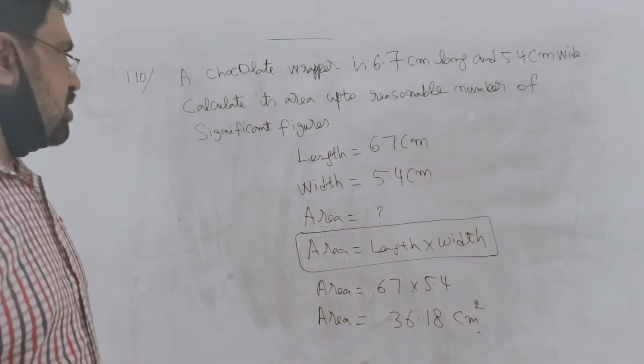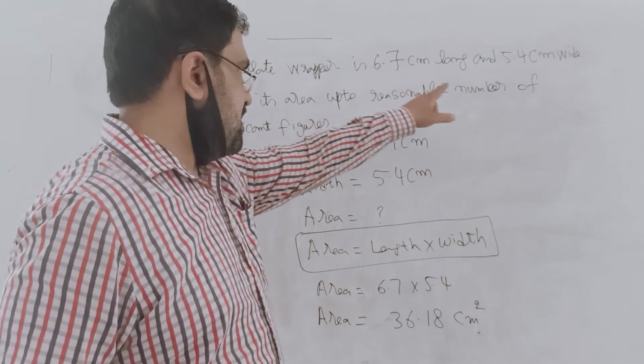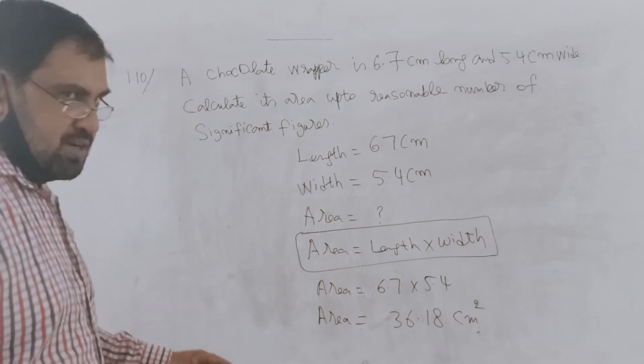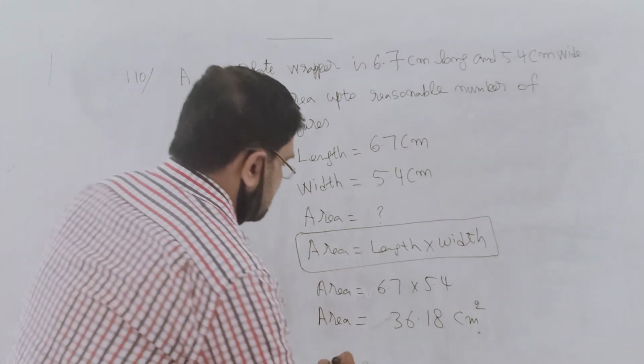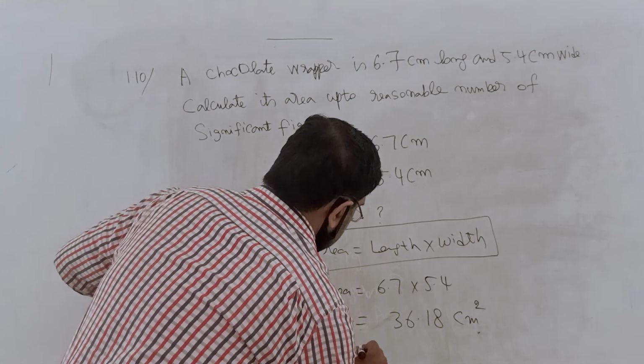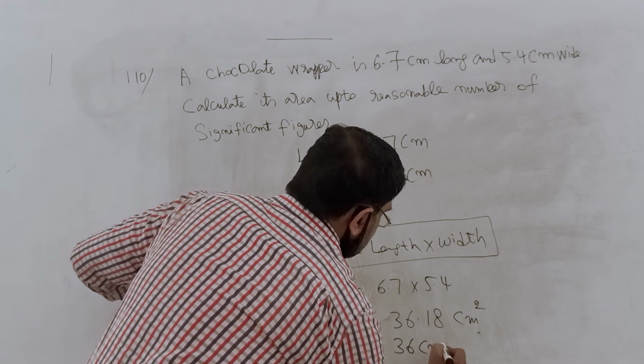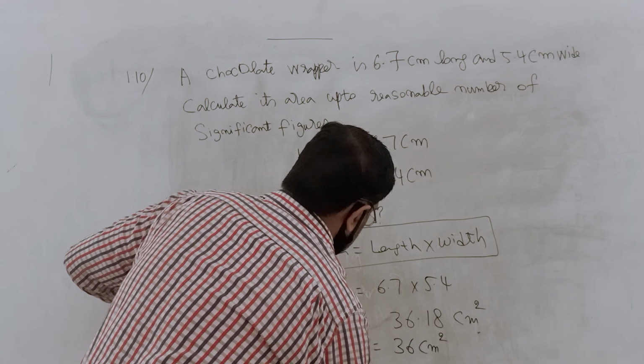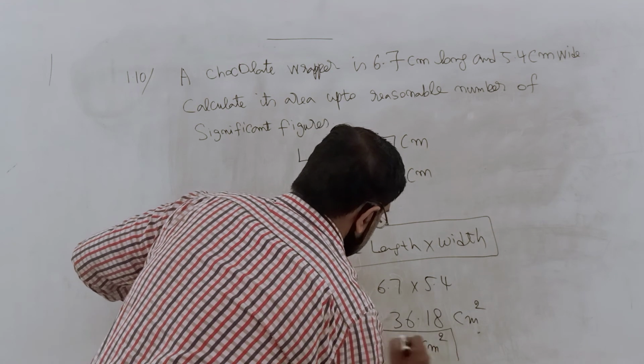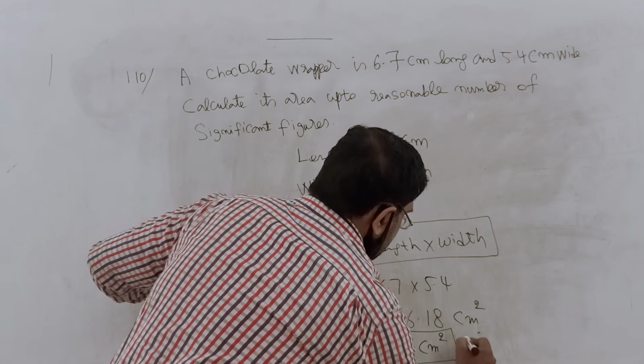Now convert this value into a reasonable number of significant figures. So we can also write it as 36 centimeter square. Answer.